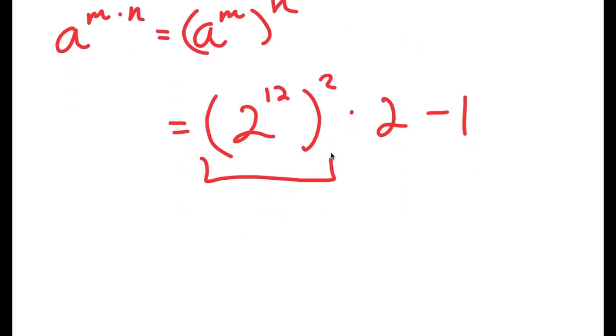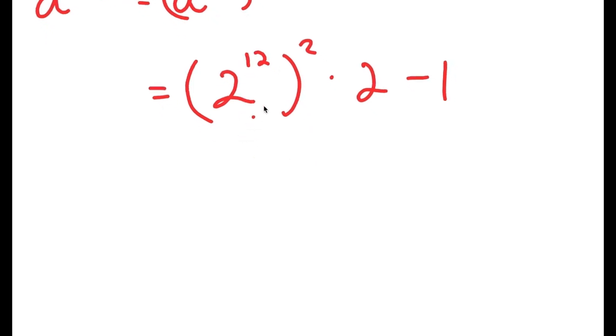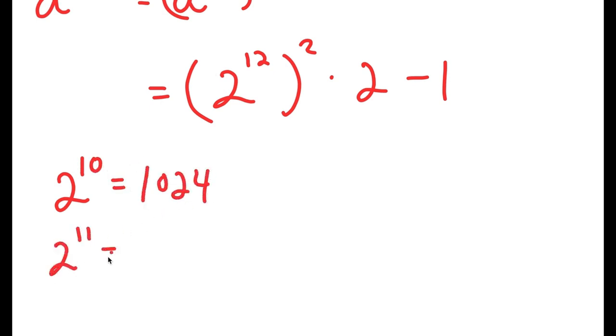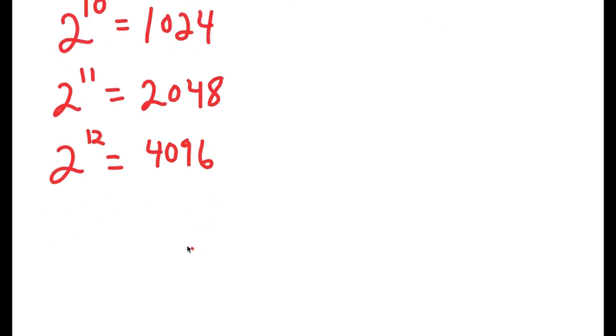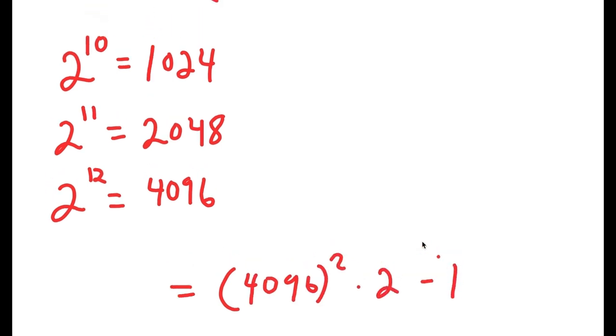So now I'm actually going to plug in the actual value of 2 to the power of 12, because 2 to the power of 12 is small enough where we know the exact value of it. If you guys don't know what 2 to the power of 12 is, well, 2 to the power of 10, you should always remember this as 1024. So 2 to the power of 11 is going to be double of 1024, which is 2048. And 2 to the power of 12, which is the value we're looking for, is going to be double of 2048, which is 4096. So now I get 4096 squared times 2 minus 1.